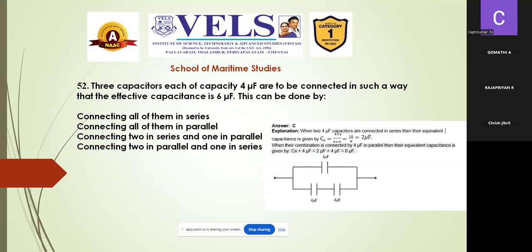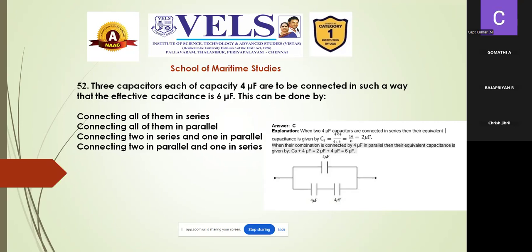Our next question is, three capacitors each of capacity 4 microfarad are connected in such a way that the effective capacitance is 6 microfarad. Option A is connecting all of them in series. Option B is connecting all of them in parallel. Option C is connecting 2 in series and 1 in parallel. And option D is connecting 2 in parallel and 1 in series.